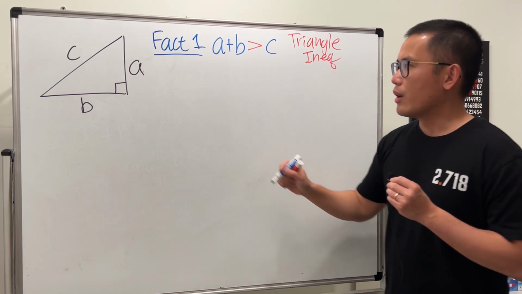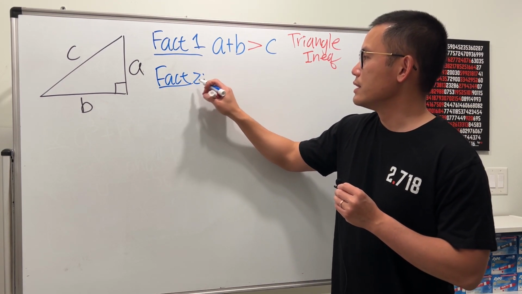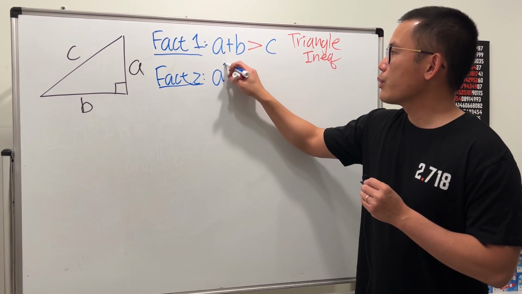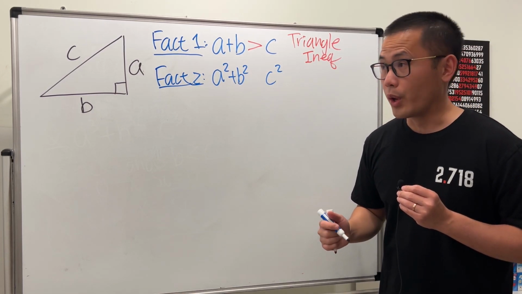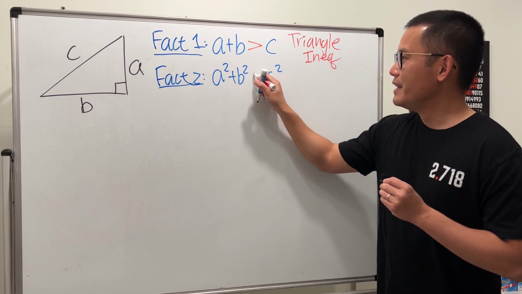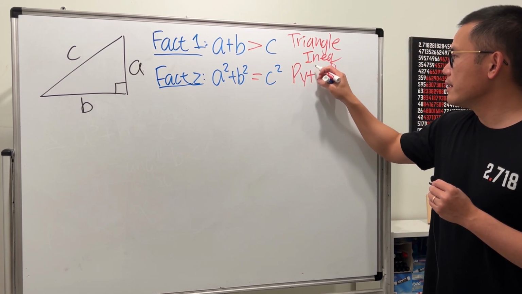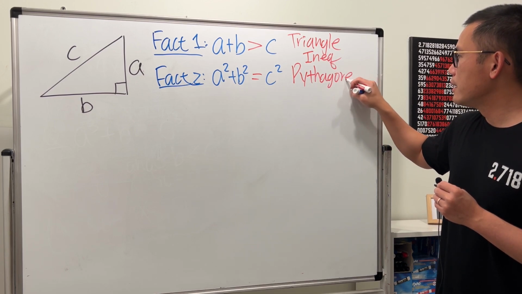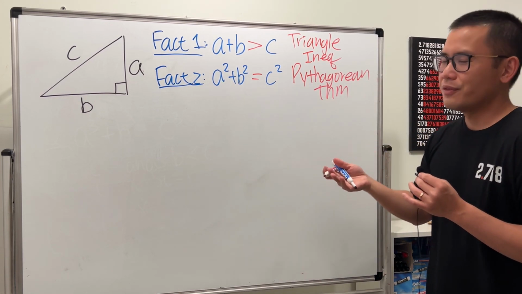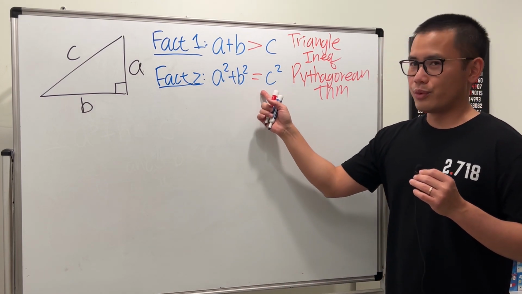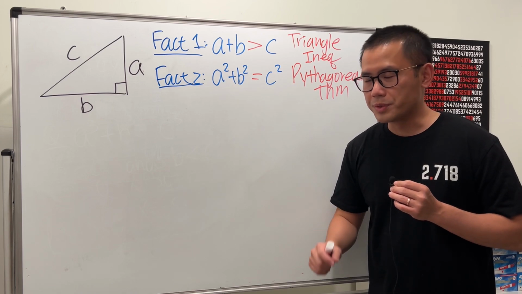Cool. Now, if we are talking about the second power, of course, this will be fact number two. A squared plus B squared, and compare that with C squared. Well, miraculously, they are equal. And of course, this right here is known as the Pythagorean theorem. Identity is mainly for sine and cosine. And I do have a proof for this where I use a similar triangle. So if you want to see that, the link will be in the description.